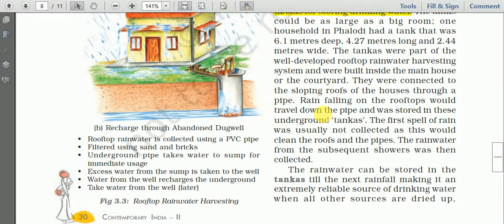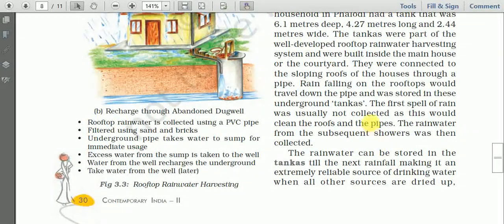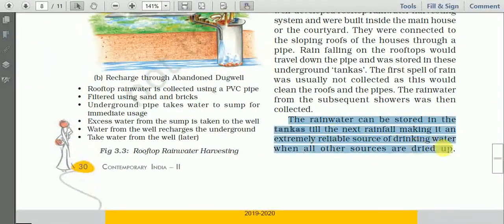And so what is the advantage of keeping an underground tank is that when there is no water, the rainwater can be stored in the tankas till the next rainfall, making it an extremely reliable source of drinking water when all other sources are dried up. When all other water sources are not there, they can use the water in the tankas. This is one of the advantages.